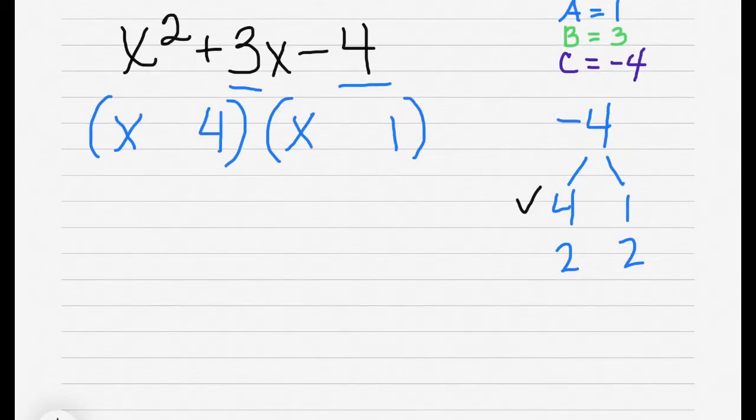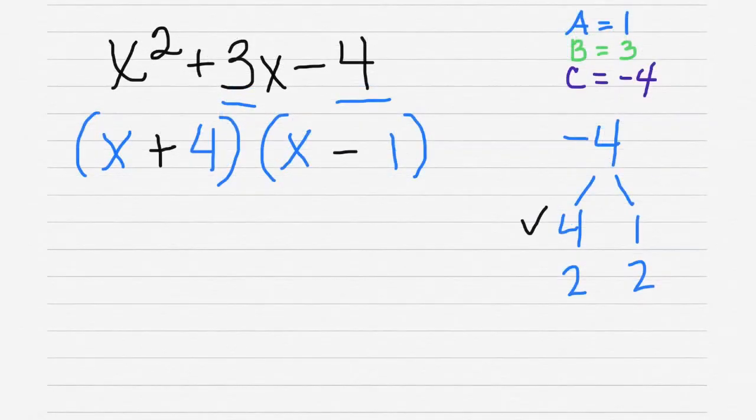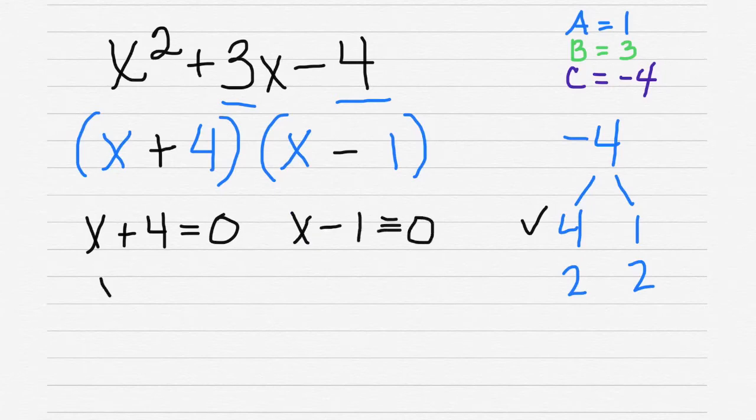So my goal is to add up to positive 3, and I know 4 and 1 can give me positive 3. So the key is to make sure I have a positive 3, so I'm going to add 4 and subtract 1 to get 3. So now I just set x plus 4 equals 0 and x minus 1 equals 0. And this will be x is equal to negative 4, and this is x equal to positive 1.